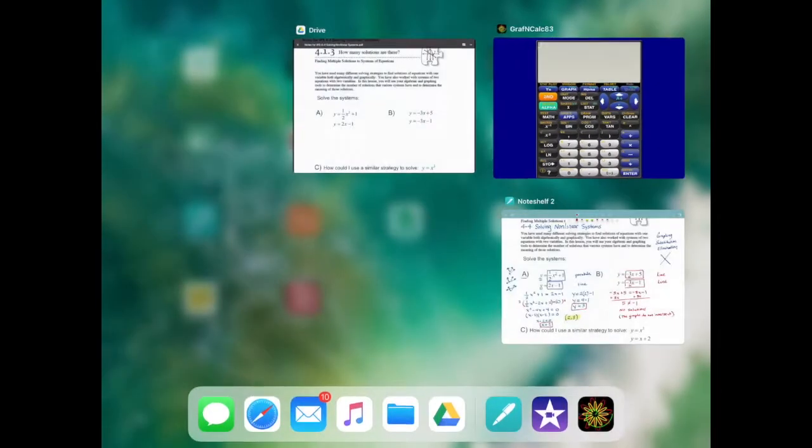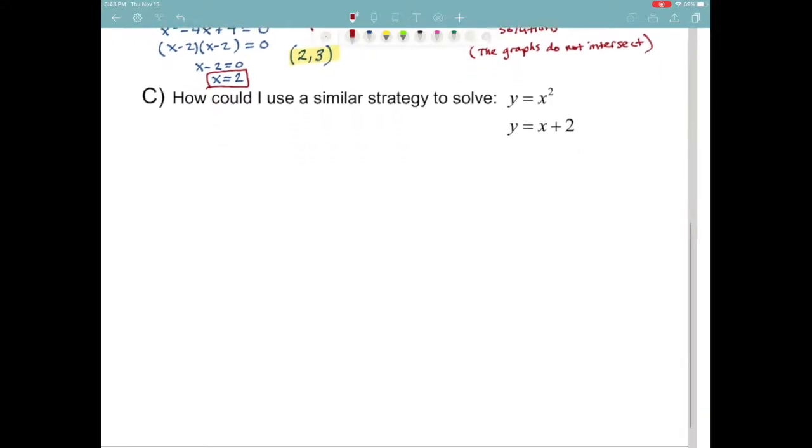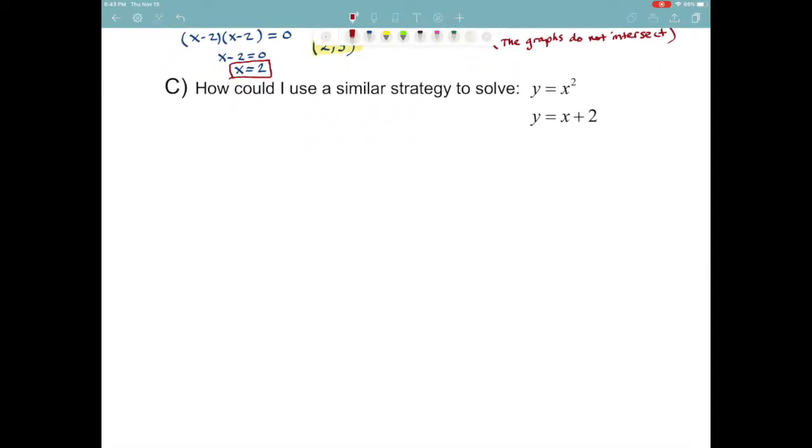All right, back to the lesson here. Let's look at problem C. It says, how could I use a similar strategy to solve y equals x squared and y equals x plus 2? Well, again, now we have another parabola and a line.